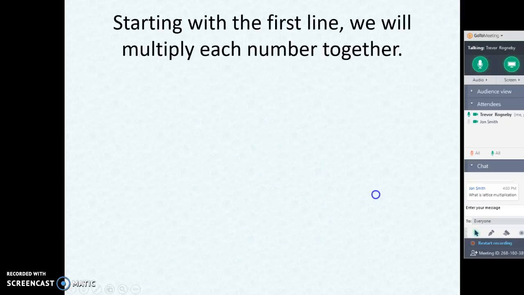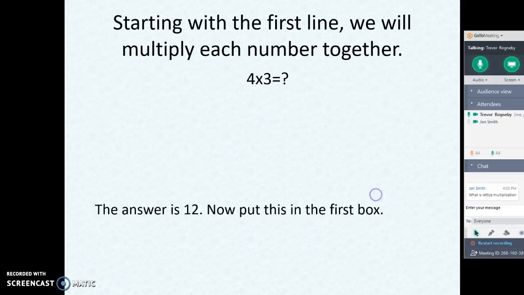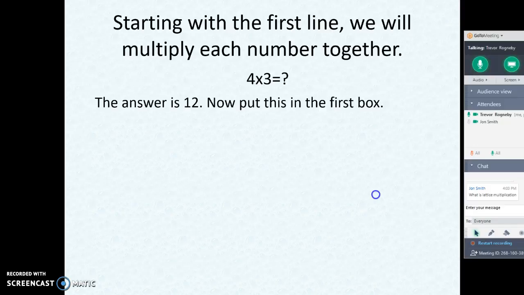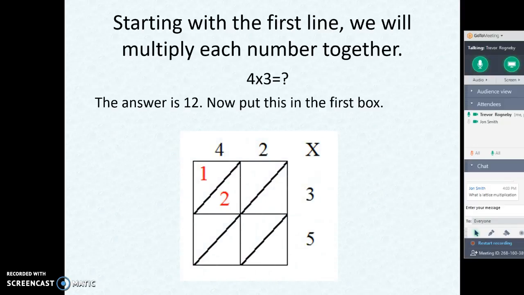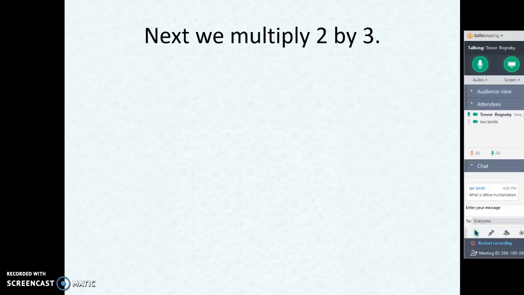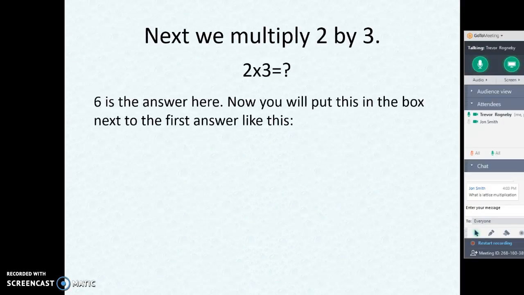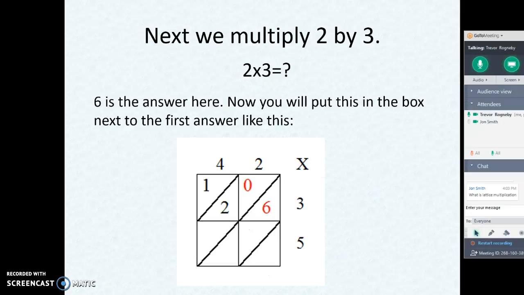So we're going to start with the first line. We're going to multiply each number together. 4 times 3. The answer is 12, so you're going to put this in the first box. So you have 4 times 3 is 12. 1 on top, 2 on the bottom. The same thing with 2 times 3, which is going to give you 6. So you're going to do 0, 6. 0 on top, 6 on the bottom.